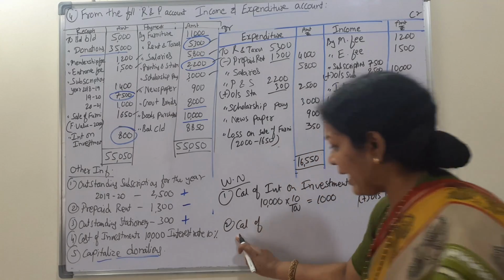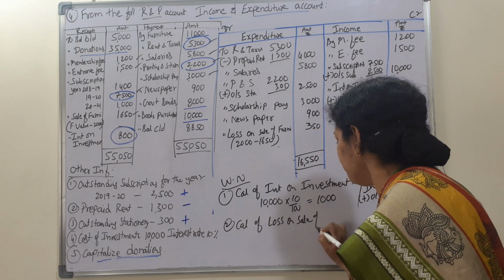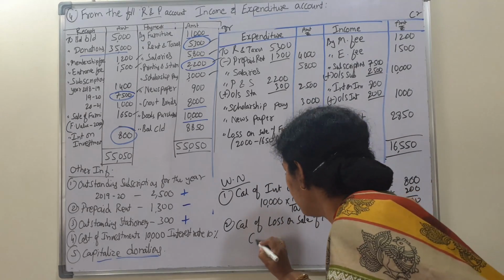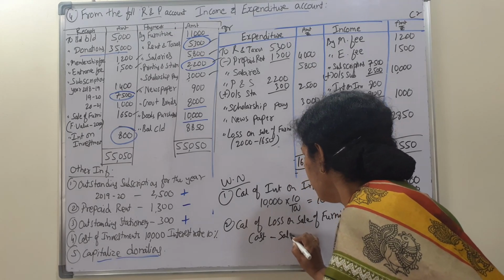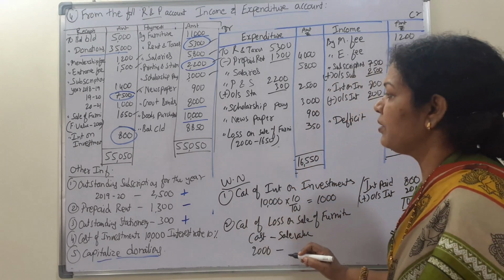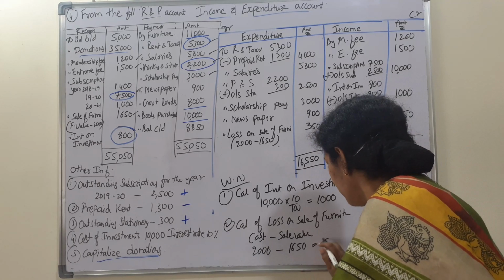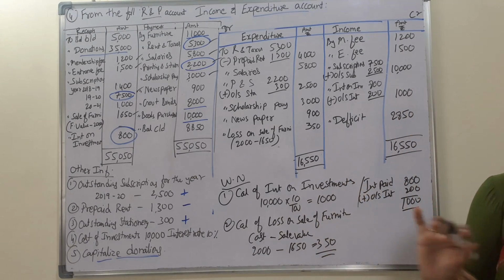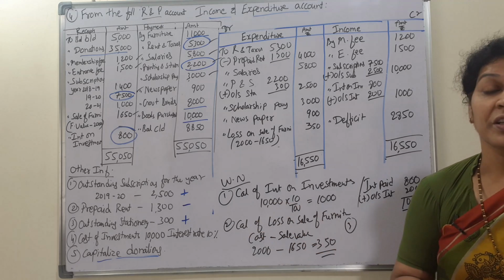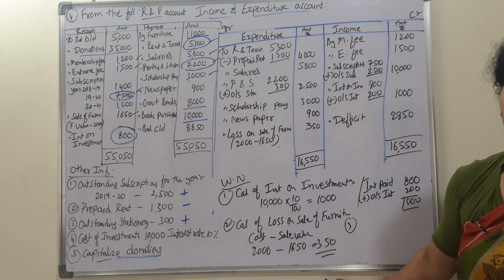Calculation, okay, calculation of loss on sale of furniture. Cost minus sale value. Cost is 2,000 minus sold for 1,650 is equal to 350. 350 is loss on sale of asset. Like 2 working notes you can show. And also third working note, third point you can say donations are capitalized as they have said. If not mentioned also, you better mention in the working notes. Okay, donations are capitalized. Simple.